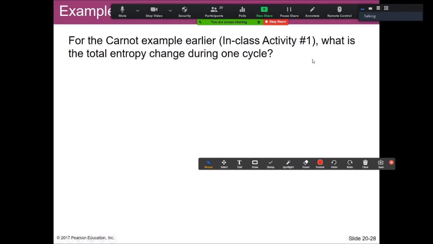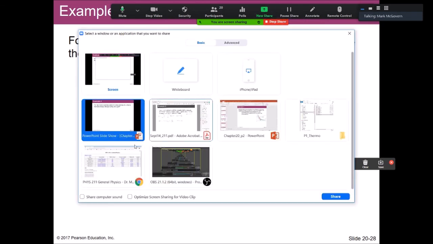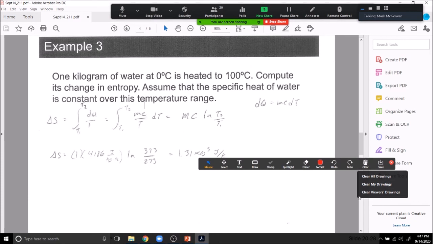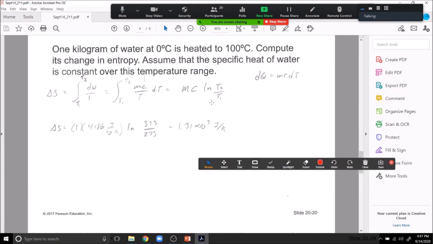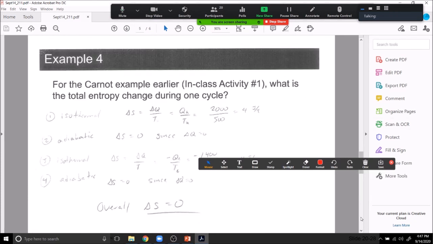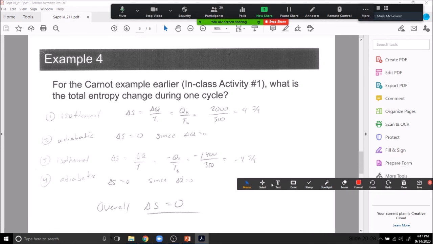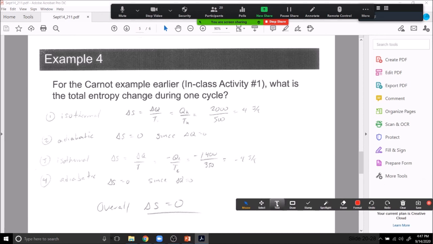Excellent. All right. For the Carnot example that we did, the activity one right after the break, we want to figure out what the total entropy change is during that cycle. So let's look at that. That was the one where we had 350 and 500, I believe, that were the temperatures that we're working with. Let's go down more here. Okay. So for the Carnot example, that was example 1. Oh yeah, it was.